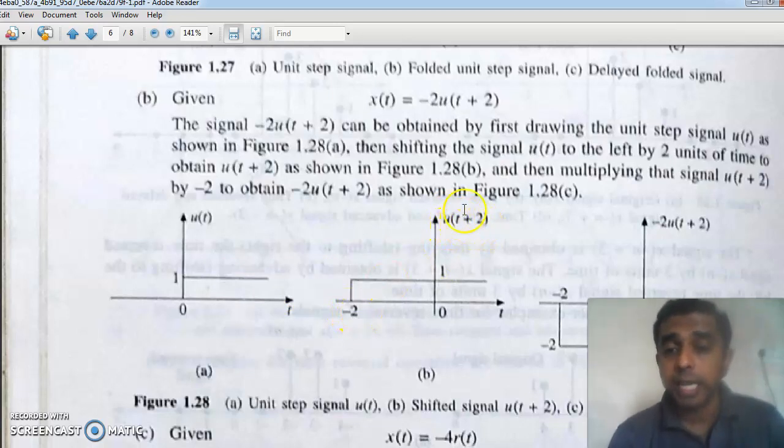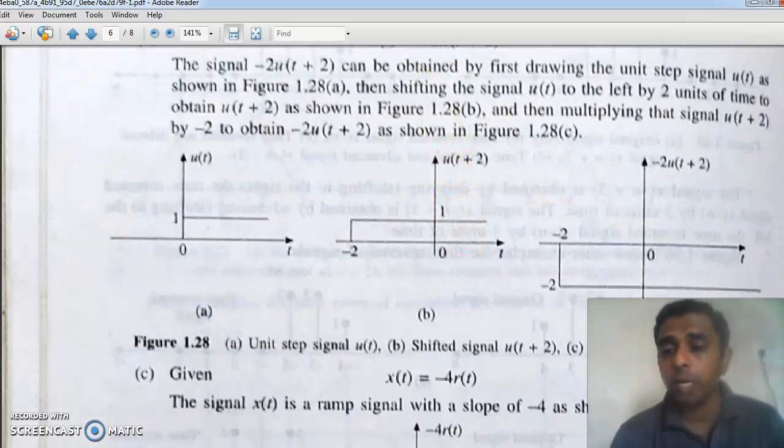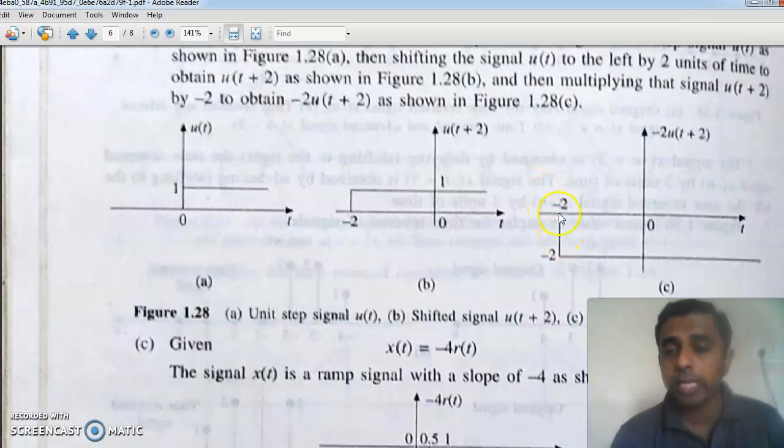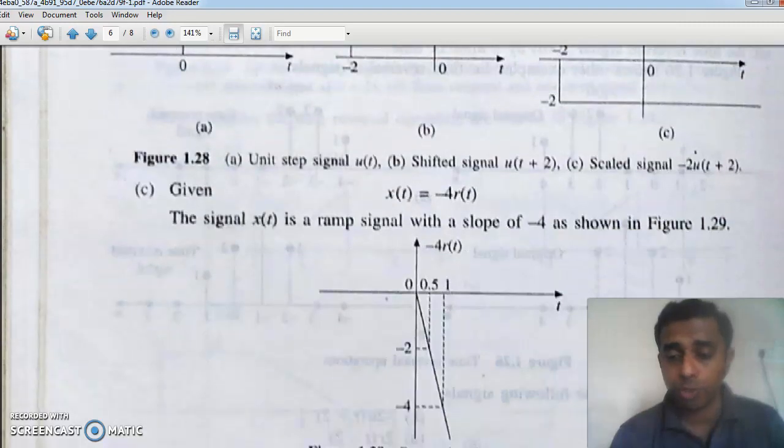That signal is multiplied by a multiplication factor minus 2. So from minus 2 till plus infinity, it's all 1, and that signal is being multiplied by minus 2. So what happens? All 1 multiplied by minus 2 will get what? Instead of 1 magnitude, we have minus 2 magnitude from minus 2 till plus infinity. Likewise you can sketch the other examples also.